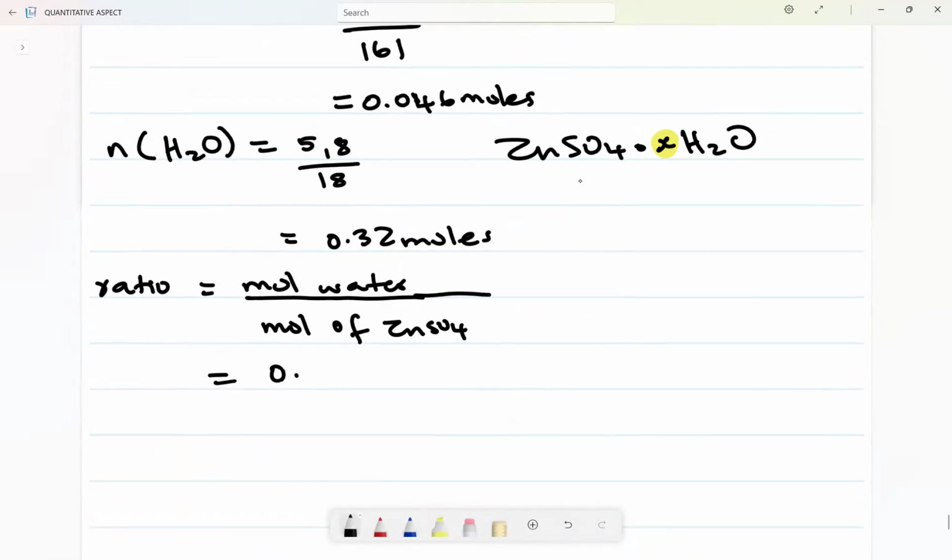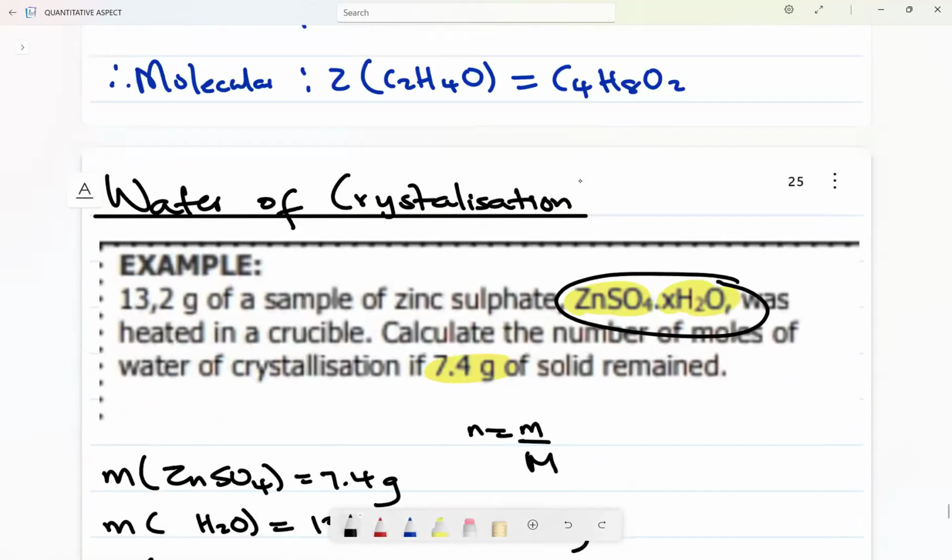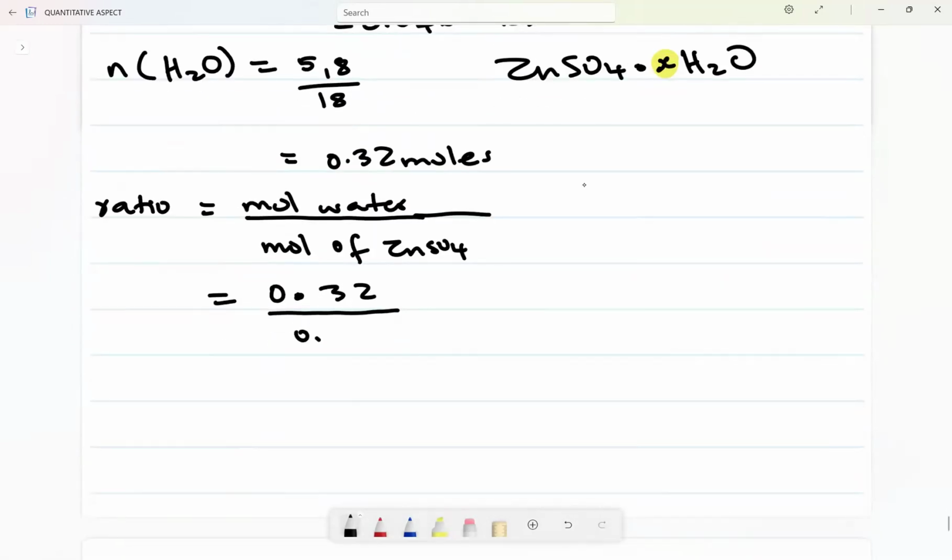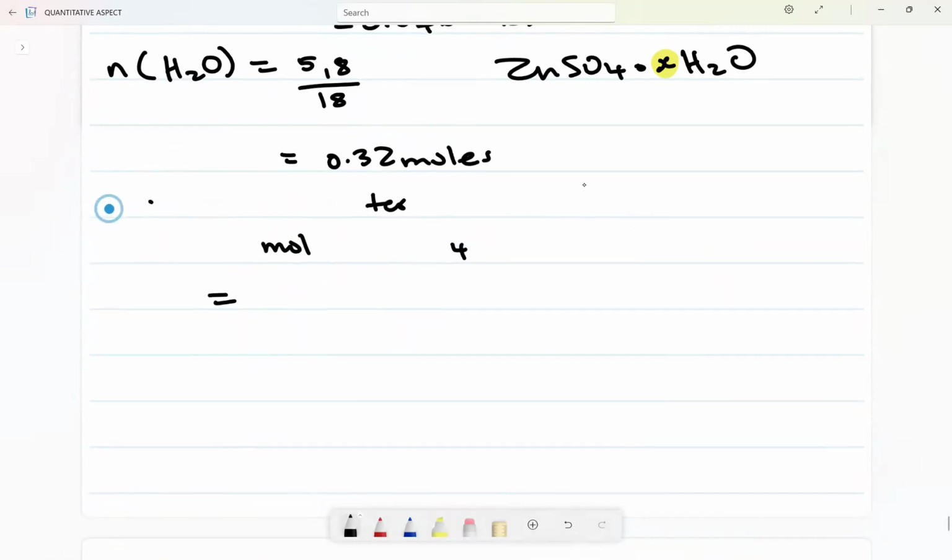0.32, and then I'm gonna divide that by 0.046. Remember we already know the mole of this, it is 1 here again. Actually, do it like this so that it does not confuse you. Okay, just do it like this.